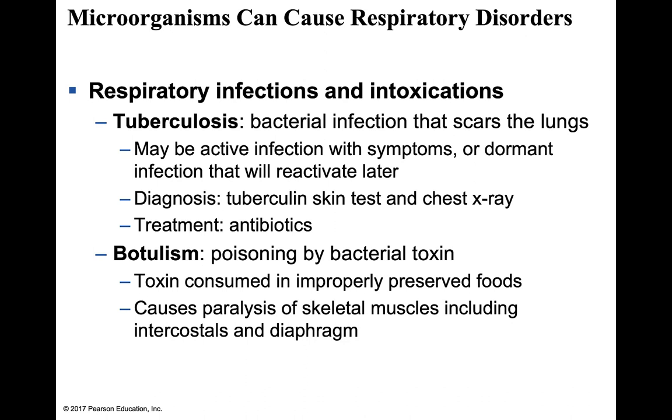Now, botulism, this is a poisoning due to a bacterial toxin. A really good example, it can be found in improperly preserved foods. That's a big cause of it. And basically, what it ends up doing, it causes paralysis of the skeletal muscles. Now remember, those skeletal muscles are necessary for ventilation, so this can result in death and respiratory failure.